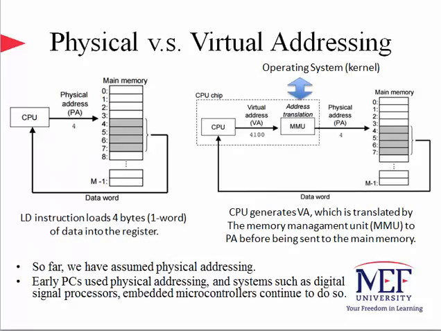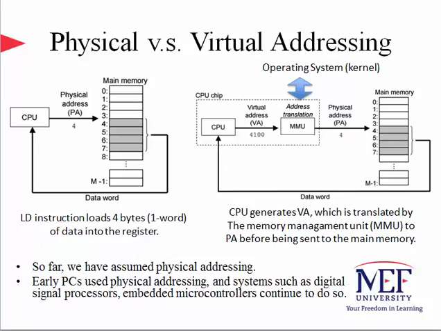So far, in our ISA and microarchitecture discussions, we have always assumed physical addressing. This is because physical addressing is a straightforward concept and is easier to understand. Early PCs used physical addressing, for example, and systems such as digital signal processors and embedded microcontrollers continue to do so for a few obvious reasons. However, most modern PCs use virtual addressing, as shown on the right of the figure. We use a load instruction in this example to show how physical and virtual addressing is implemented in computers. In our example, the load, LD, instruction loads 4 bytes from main memory.